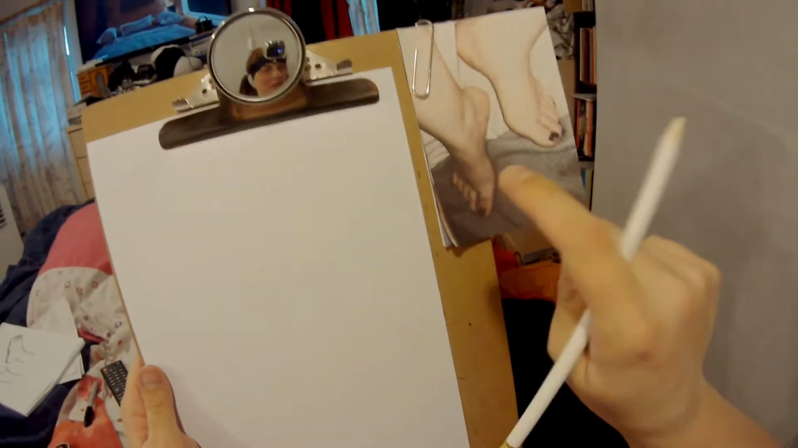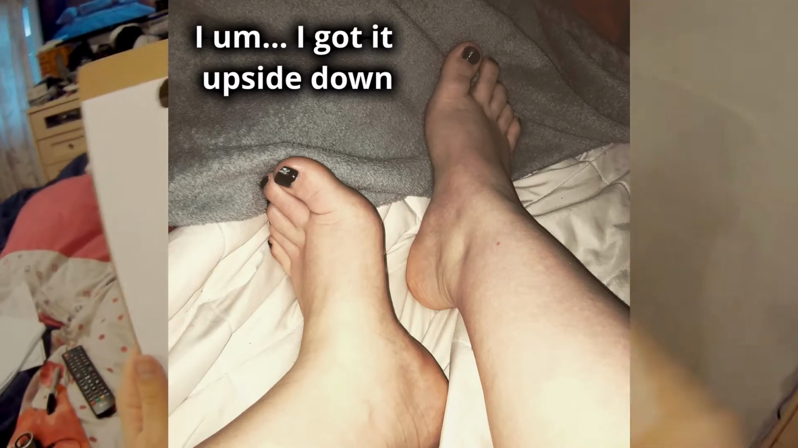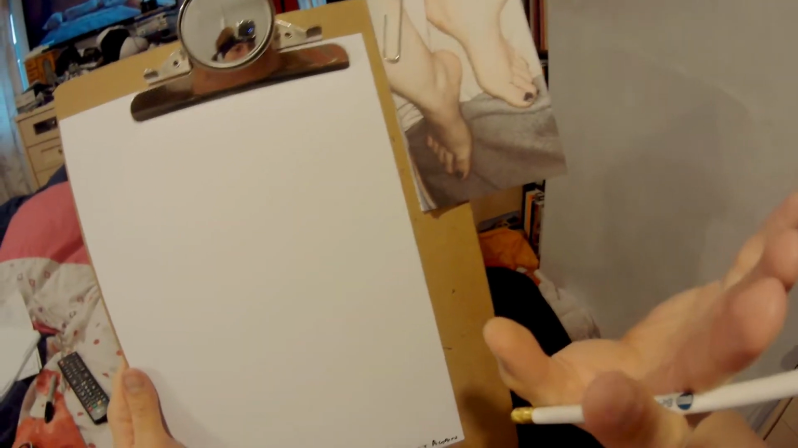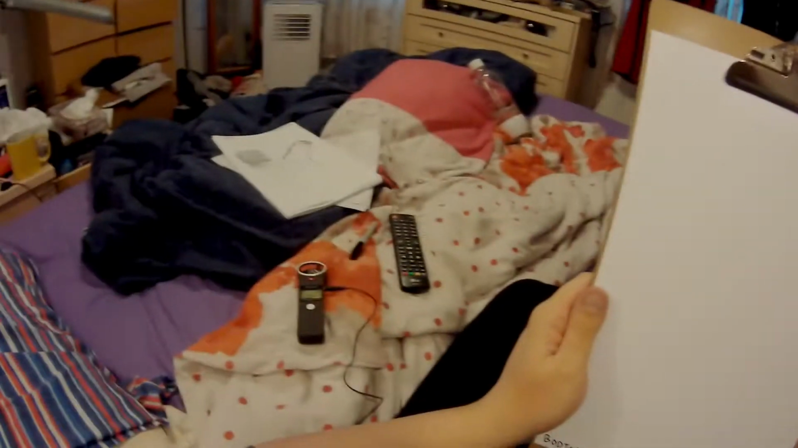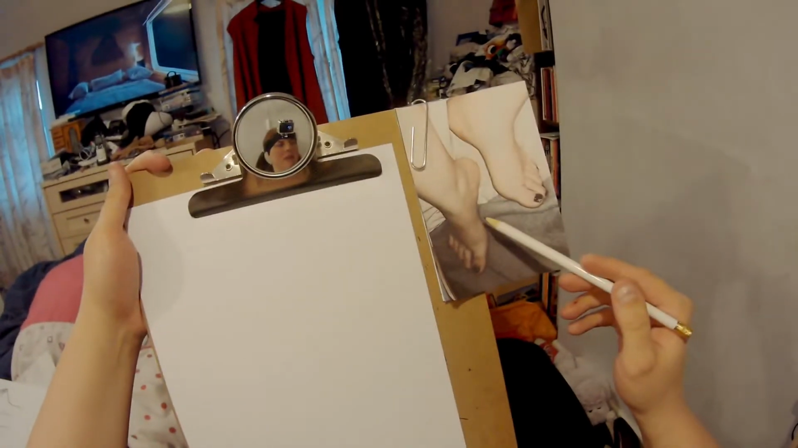More feet today. More pictures of deviantart. So this one, like the previous two images, were photographs from below the feet. Well, one was below, one was above. This one is entirely from above and from the side. So I've got to decide which one to start with first.